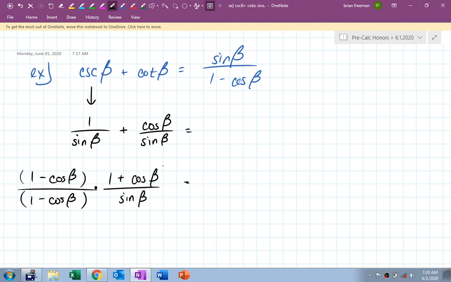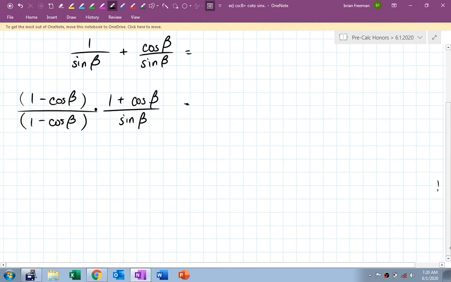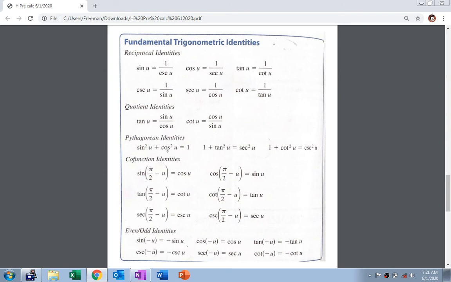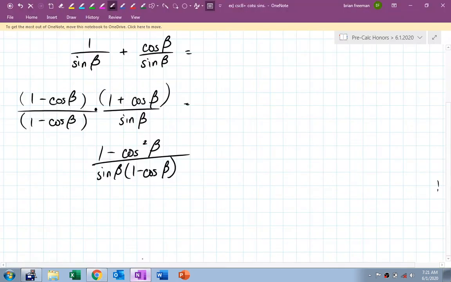So now if I was to go through, not necessarily FOIL because it's a difference of two squares, you get 1 minus cosine squared beta over sine beta, 1 minus cosine beta. So that well-placed 1 is going to help us out. And that's because our numerator, 1 minus cosine squared, is a Pythagorean identity. 1 minus cosine squared would just be sine squared.